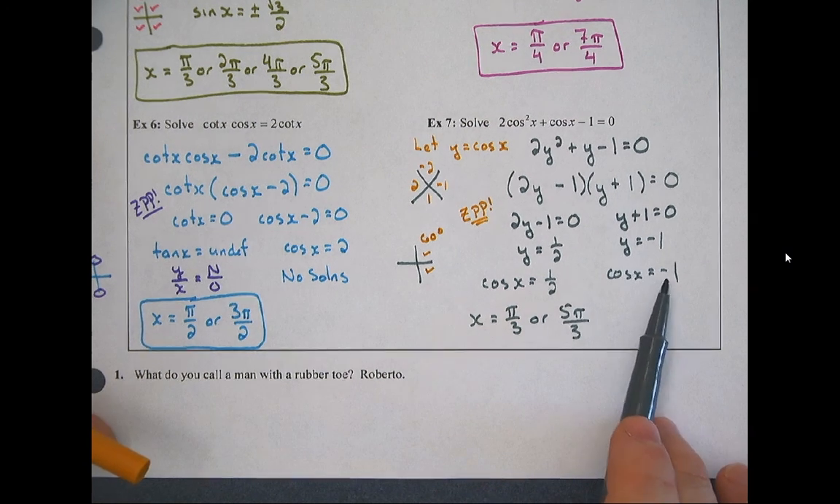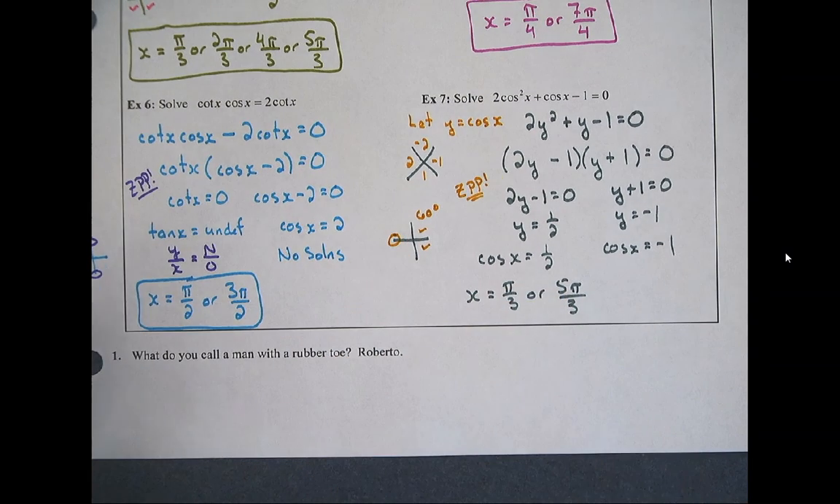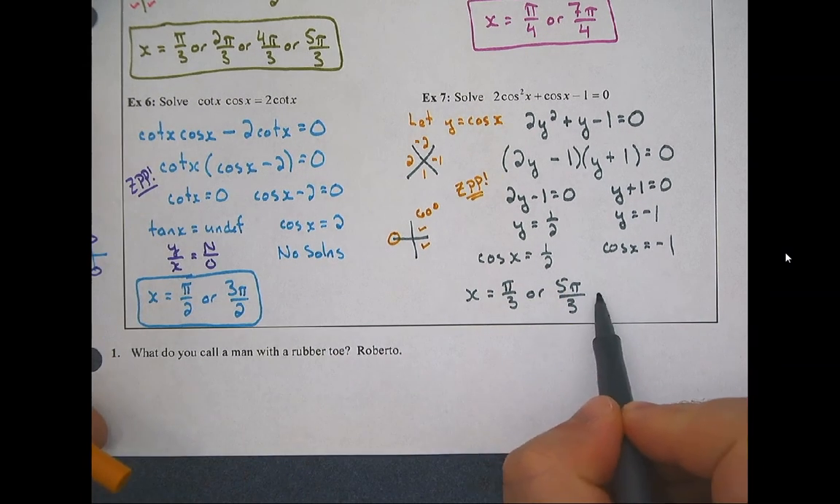And then let's see, is cosine ever -1? Yes. Cosine is -1 over here. That has an x value of -1. So that value would be pi.